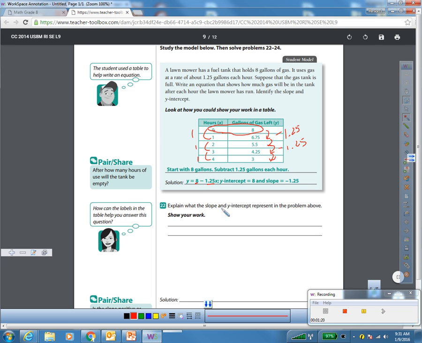Now explain what the slope and y-intercept represent. Okay, so I'd like you to pause it. I want you to give this a try, and then we'll check together. So if you look, let's start with the y-intercept. So the y-intercept is (0, 8), and this represents how much gas was in the lawnmower to start.